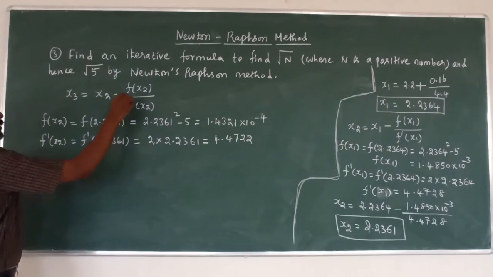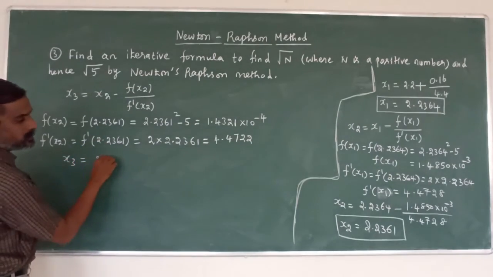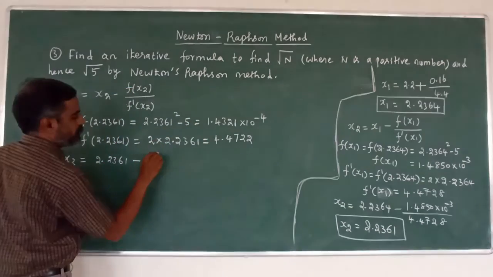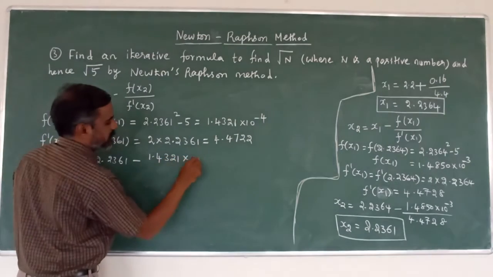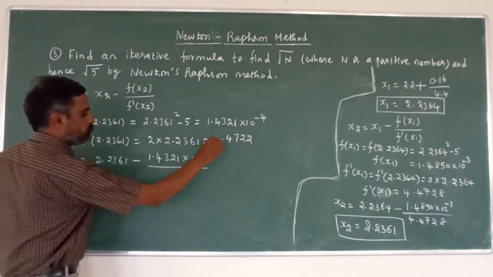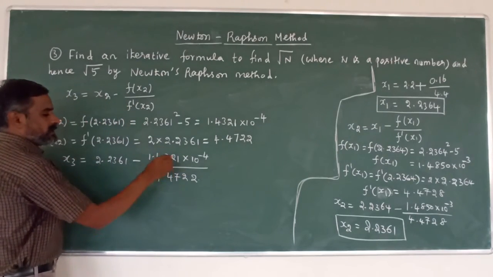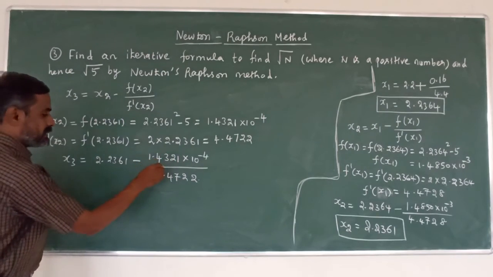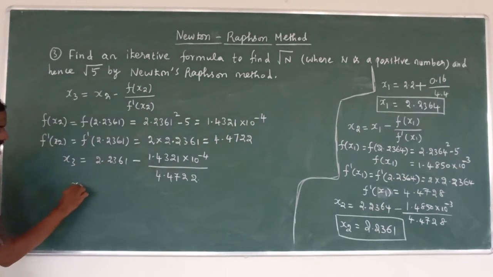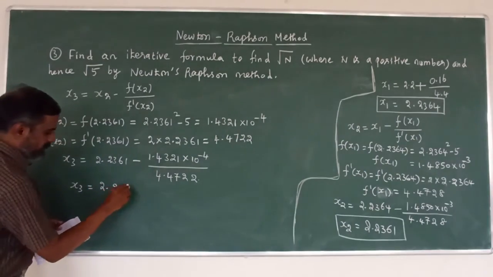These two values substitute here. x3 equal x2 value 2.2361 minus f of x2 value 1.4321 into 10 to the power of minus 4 divided by f dash x2 value 4.4722. Now divide these two, that result subtract from 2.2361. We can get the result x3 equal to 2.2361.